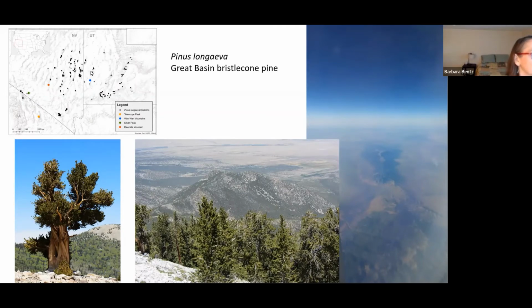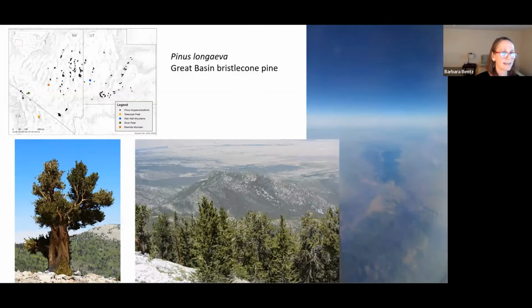This is the distribution of locations where it's been confirmed in Nevada, Utah, California. And this is a picture here that I took out of a plane window when I was flying over this area, just to highlight these isolated mountain ranges in Nevada that have these trees on top, and then it's just desert in between.